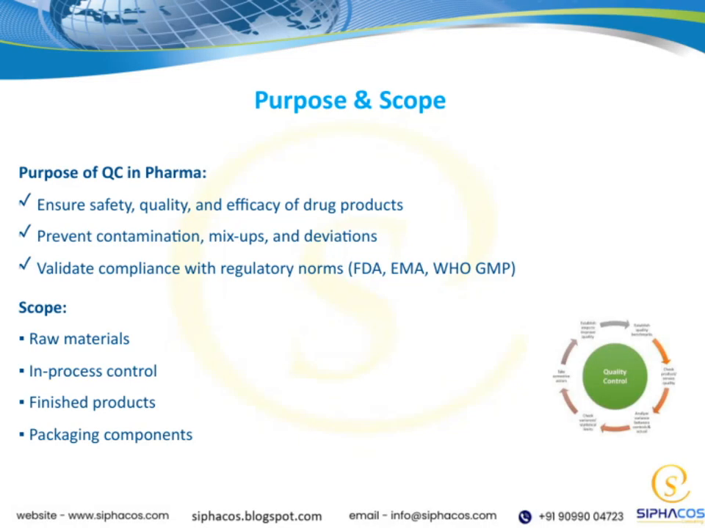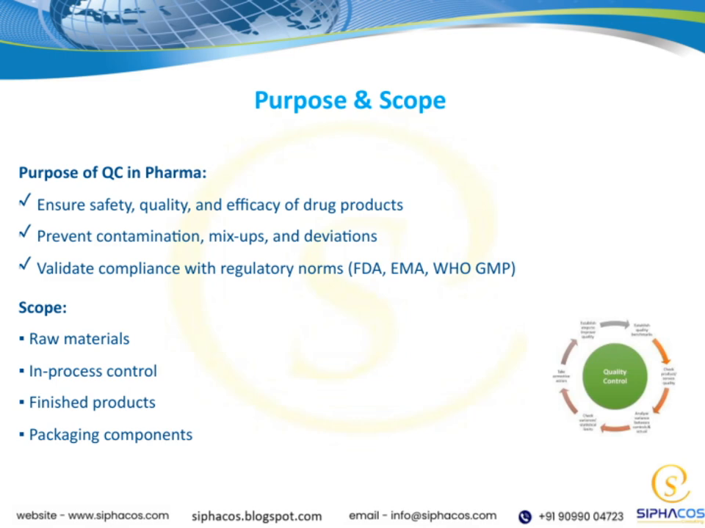Let's take a closer look at the purpose and scope of quality control in the pharmaceutical industry. The main goal of QC is to ensure that every drug product we develop and produce is safe, of high quality, and effective for patients. This means rigorous testing and monitoring to prevent any contamination, mix-ups, or deviations during manufacturing. It's about making sure that what reaches the patient meets all safety standards. Additionally, QC helps us validate that we're complying with strict regulatory norms set by agencies like the FDA, EMA, and WHO GMP. These standards are there to protect public health and ensure consistency across the industry.